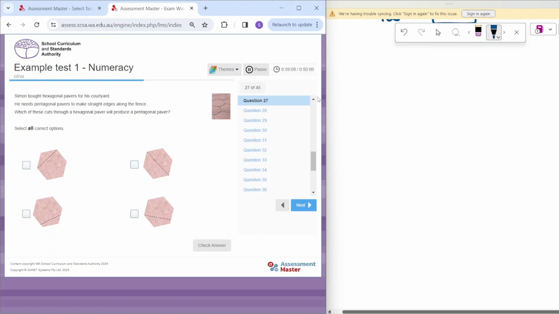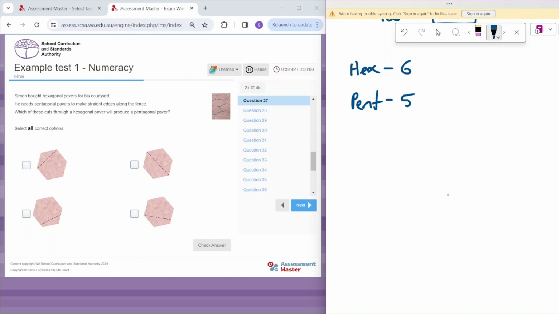Simon bought hexagonal pavers for his courtyard. He needs pentagonal pavers to make a straight edge along the fence. Which of these cuts through the hexagonal paver will produce a pentagonal paver? Well, we need to know what hexagonal and pentagonal mean. Hex means 6 sides. Hexagons have 6 sides. Pent or pentagonal means 5 sides. Pentagons have 5 sides. So we need to turn this shape from having 6 sides into 5 sides.